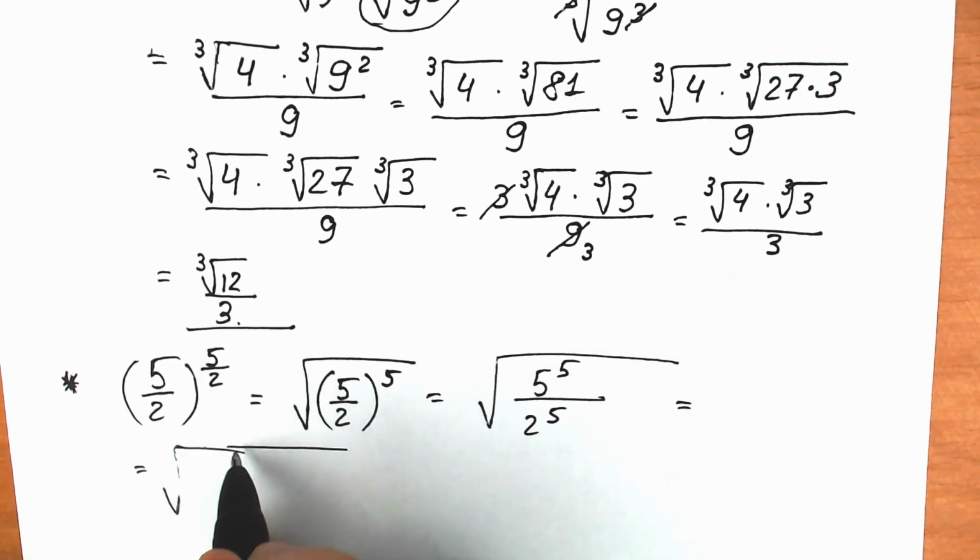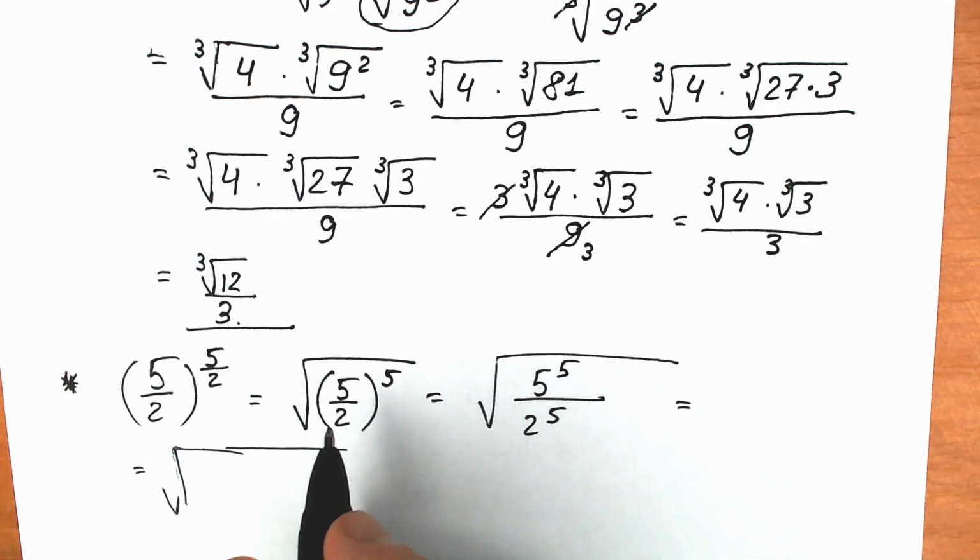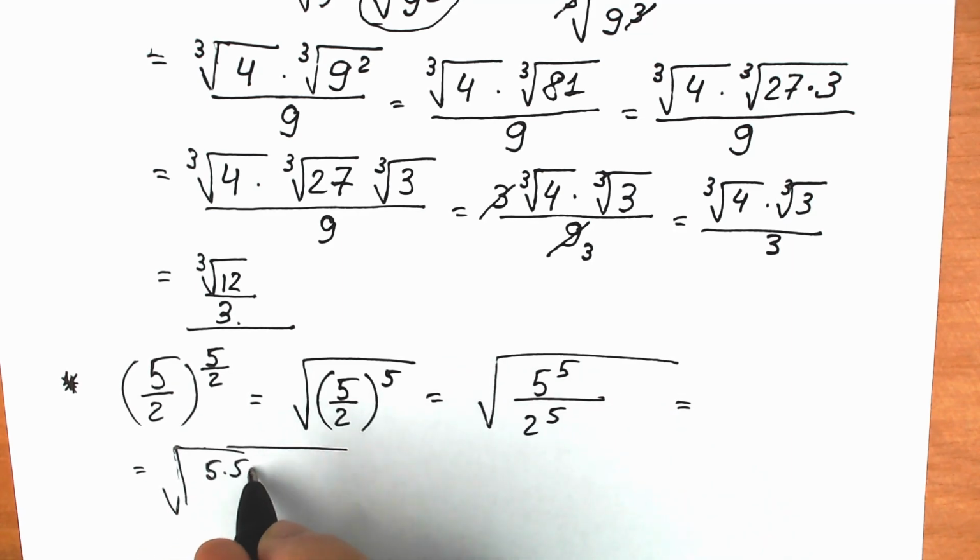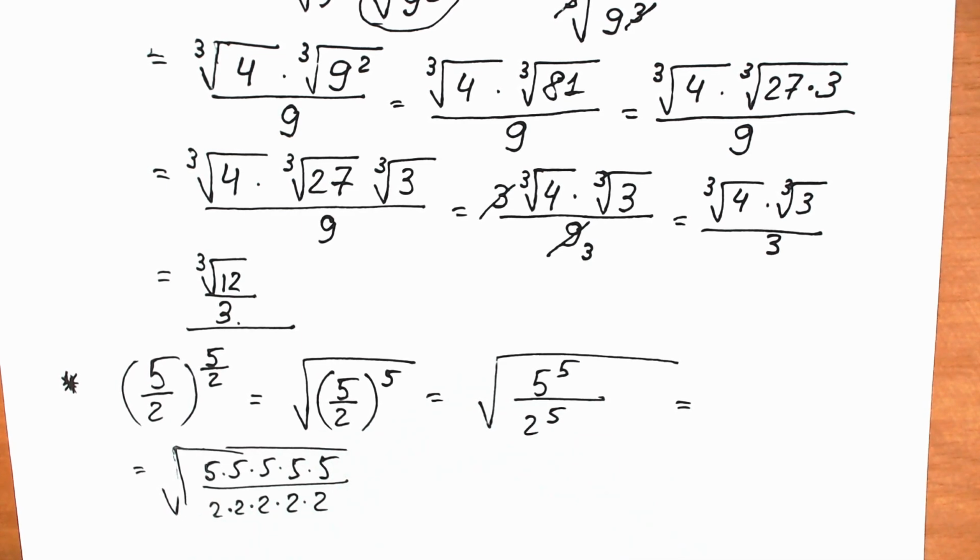So we have the square root of 5 to the power 5. We have 5 times 5 times 5 times 5 times 5, and in the denominator 2 times 2 times 2 times 2 times 2. And how can we find this? How can we find the square root of this expression?